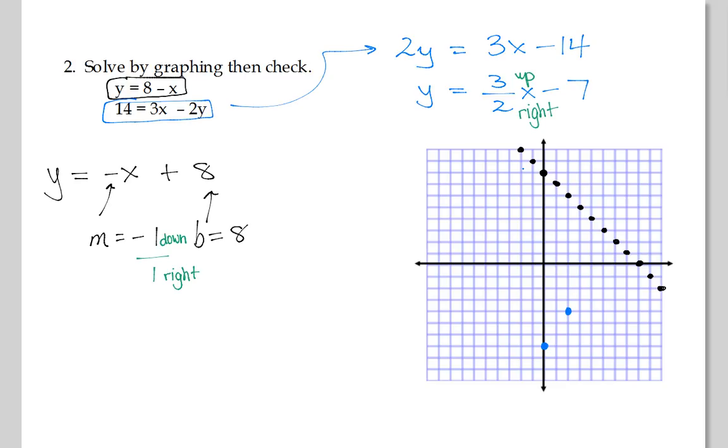2 to the right, 3 up. 2 to the right and 3 up. Oh, there's the spot on both. 2 to the right and 3 up. So the place that they meet, that's the solution. That point is 6, comma 2. That's the solution.